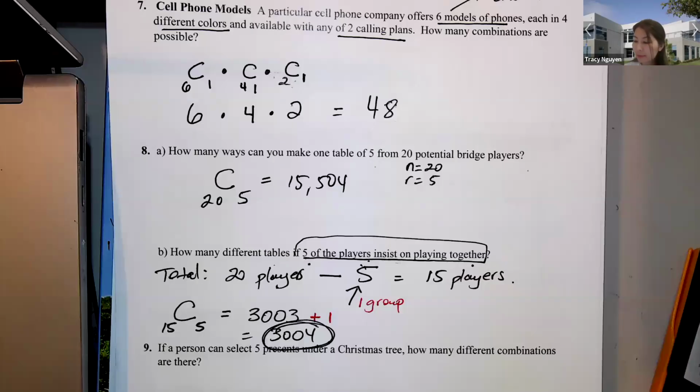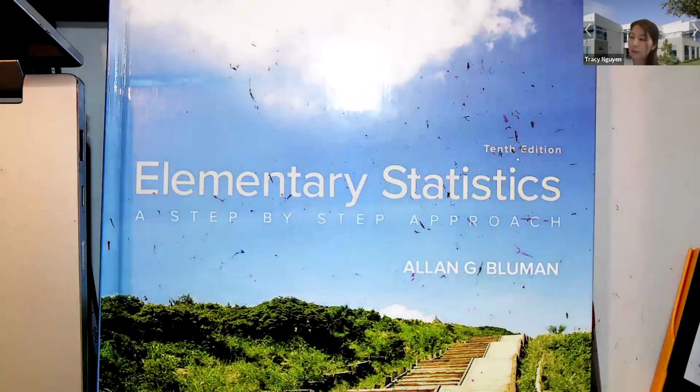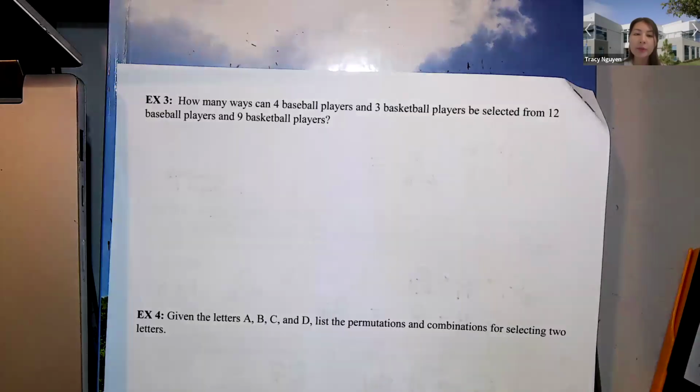Does that make sense? All right, this is very similar to number 9, so I'll leave that for you. And what we have here is example 3. How many ways can 4 baseball players and 3 basketball players be selected from 12 baseball and 9 basketball?